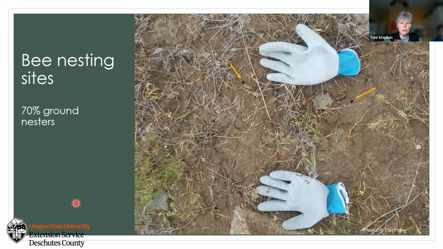So just in this one shot alone, there's probably at least 5 bee nests in that small area. You can see my garden gloves. It's really not that big of an area.